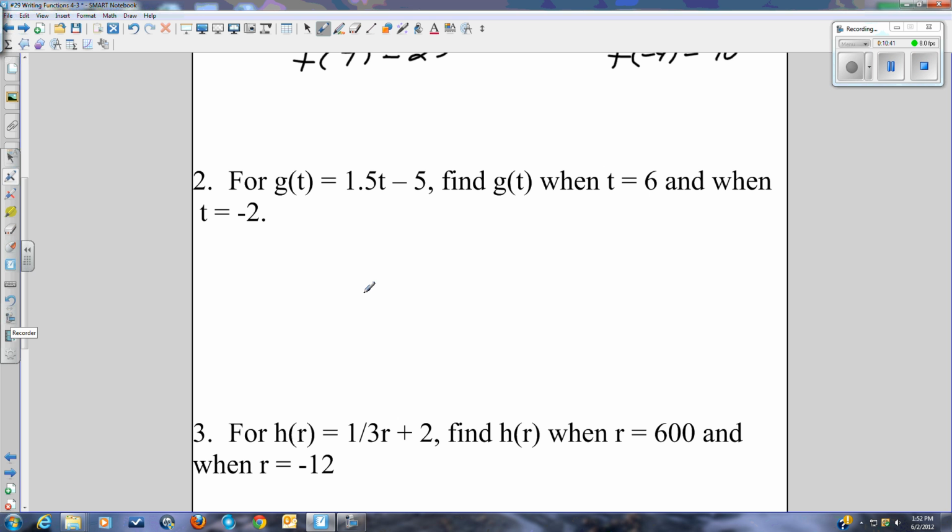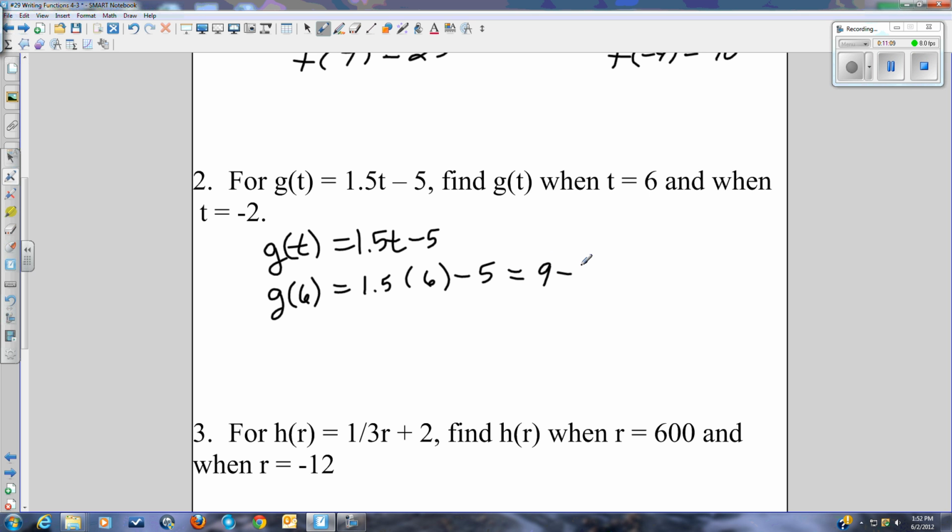Now, you don't always have to use an f to represent function notation. You can use other letters. Now, if you have g of t equals 1.5t minus 5, we want to find g of t when t is 6. So let's do g of 6. So we're going to have 1.5 times 6 minus 5. Well, 1.5 times 6 gives you 9. Minus 5 gives you 4. I'm just going to write it right across our paper.